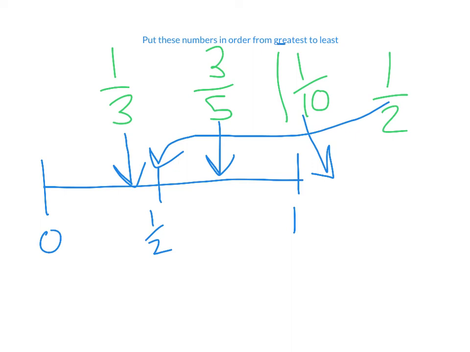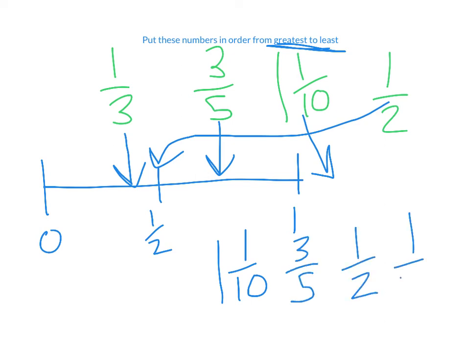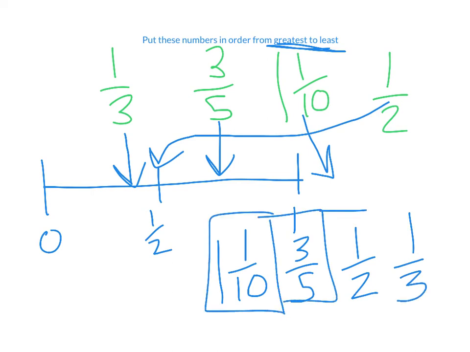Now this time, I see it's greatest to least. Last time it was least to greatest. So my 1 and 1/10 is my biggest on the number line, so that's my 1 and 1/10. My 3/5 was the next one, then my 1/2, and finally my 1/3. I'm going to put these in boxes so it doesn't look as confusing to me. So that one, I didn't have to compare any because they were all either above 1, between half and 1, right at half, or between 0 and half.